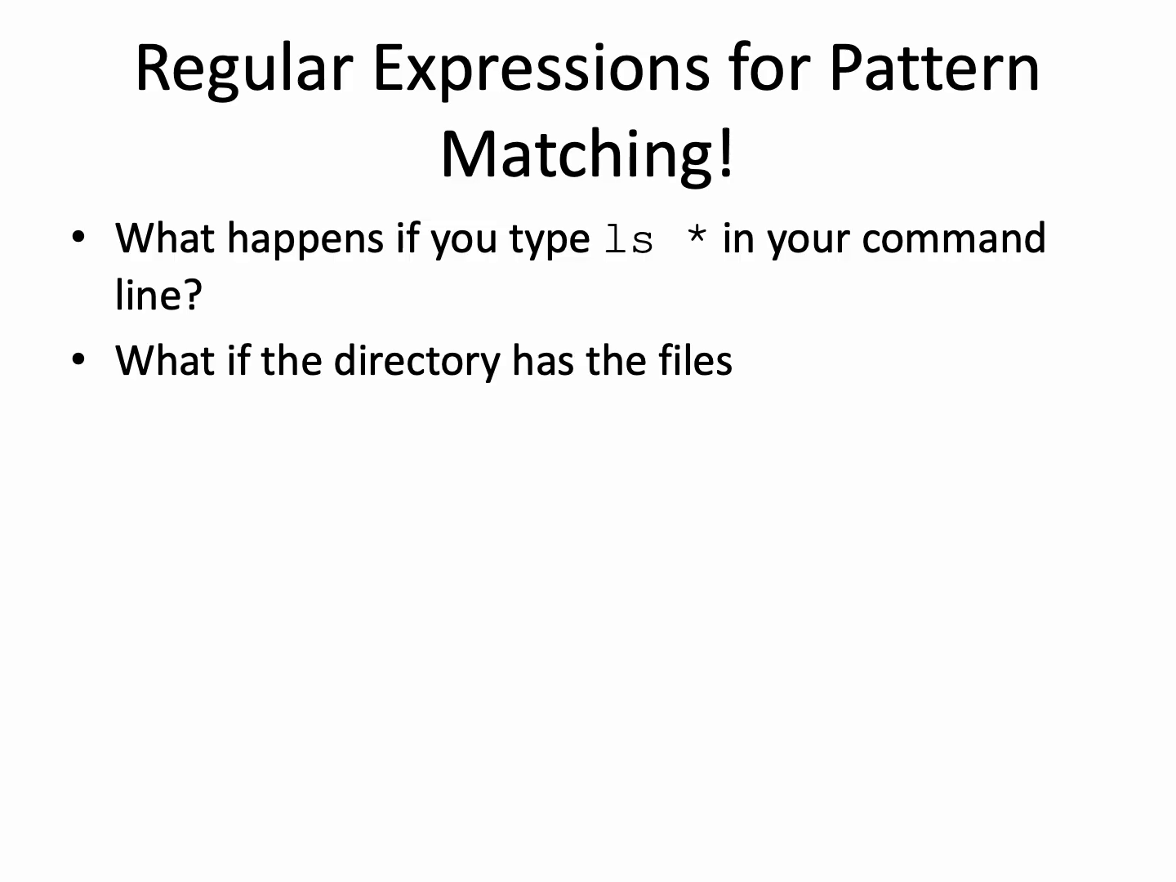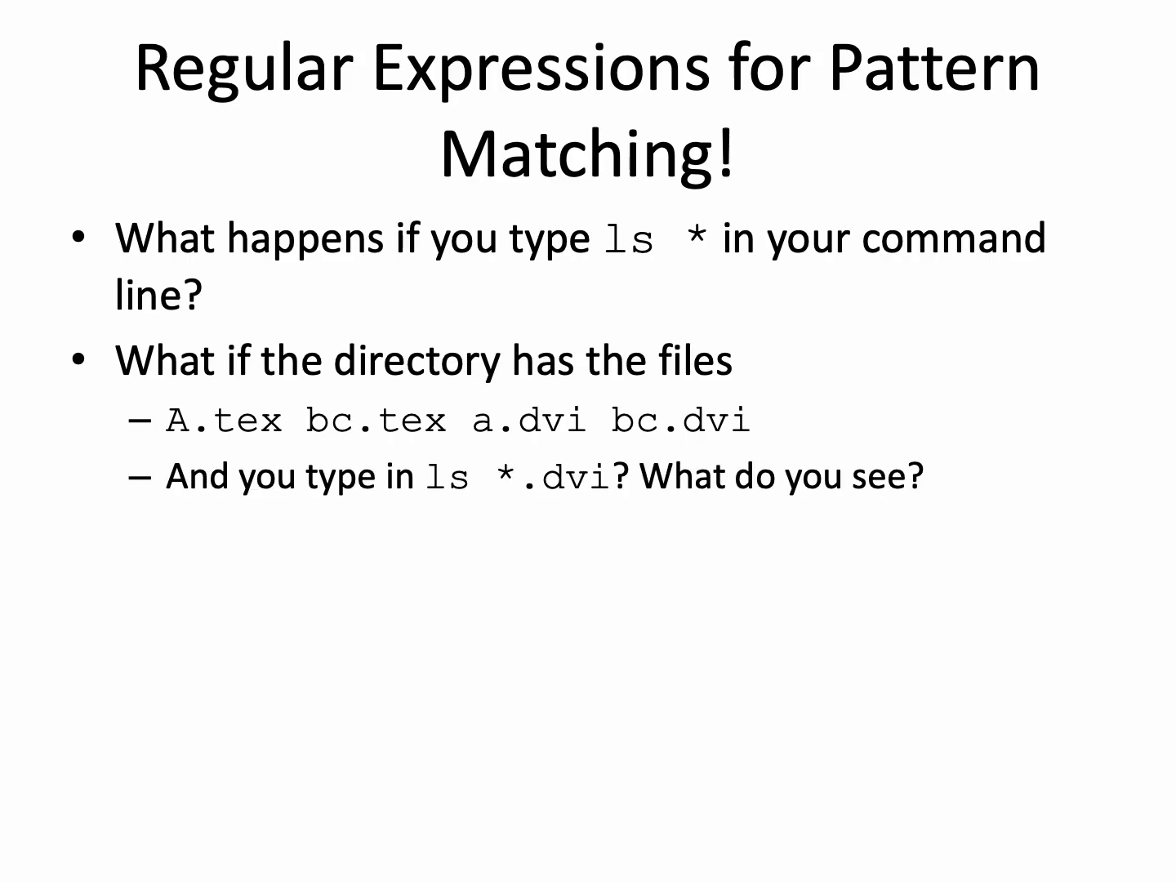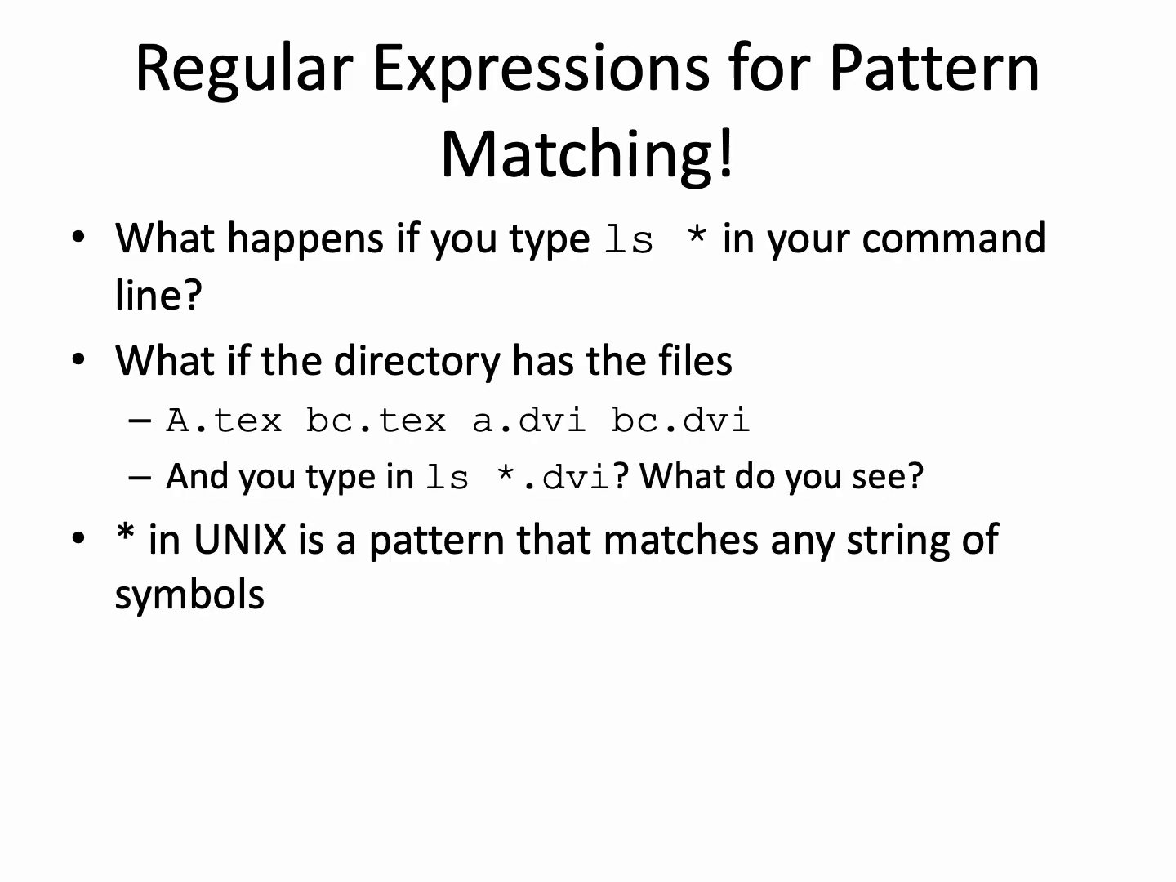Let's suppose, for example, that your directory has the files a.tex, bc.tex, a.dvi, and bc.dvi. So let's say that those are the ones that get printed out by ls star. What would happen if you typed in ls star.dvi? What would you see? So star, as I've mentioned before, is a pattern that matches any string of symbols.